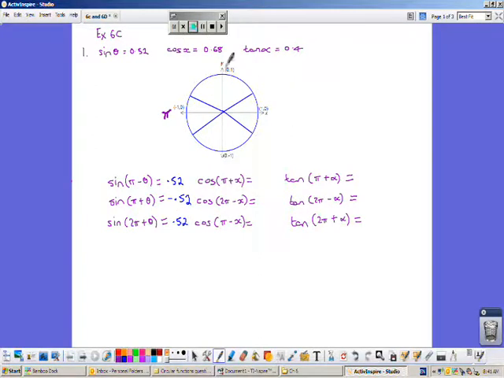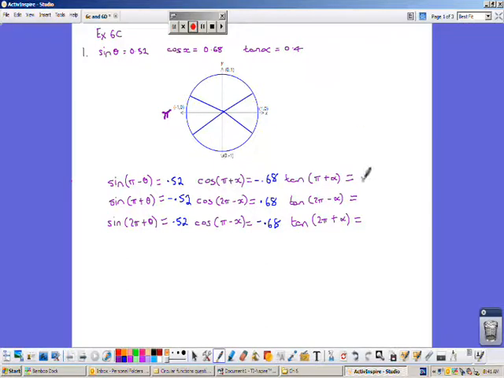If we're given cos x equals 0.68, we can use the same technique. So pi plus x puts us in the third quadrant where we know that cos is negative, so it's negative 0.68. 2 pi minus x, fourth quadrant where we're positive for cos, 0.68. And pi minus x is the second quadrant, so we know that that's a negative one.